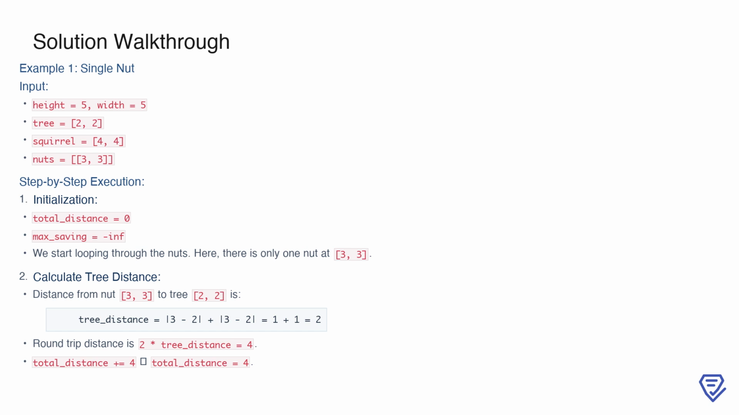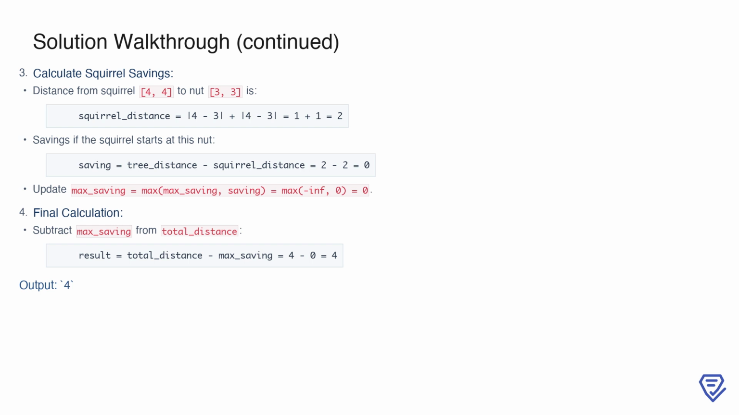Now, we loop through the nuts, and since there is only one nut at 3, 3, we start by calculating its distance to the tree. Using the Manhattan distance formula, the distance from 3, 3 to the tree at 2, 2 is 2. The round-trip distance for this nut is twice that, which equals 4. We add this to total_distance, making it 4 so far.